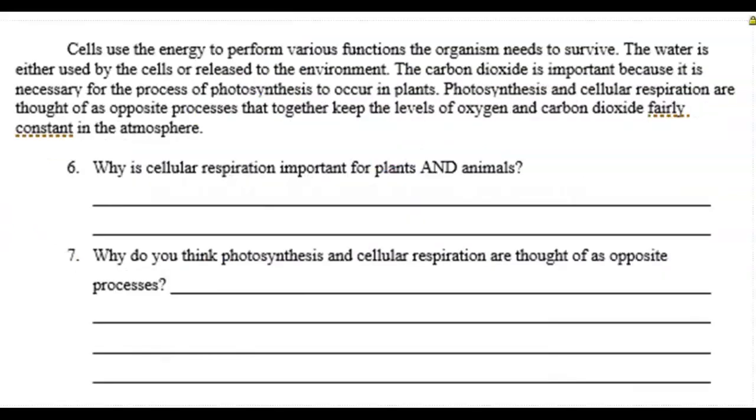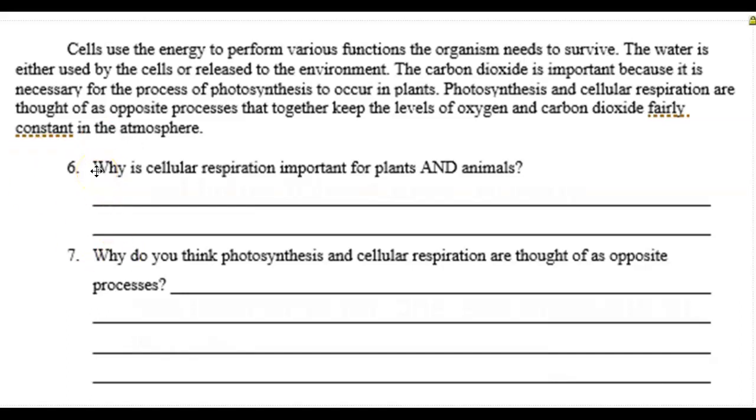Cells use the energy to perform various functions the organism needs to survive. The water is either used by the cells or released to the environment. The carbon dioxide is important because it's necessary for the process of photosynthesis to occur in plants. Photosynthesis and cellular respiration are thought of as opposite processes that together keep the level of oxygen and carbon dioxide fairly constant in the atmosphere. Fairly constant means similar. It doesn't change too much because what one thing makes, remember, the other thing uses.